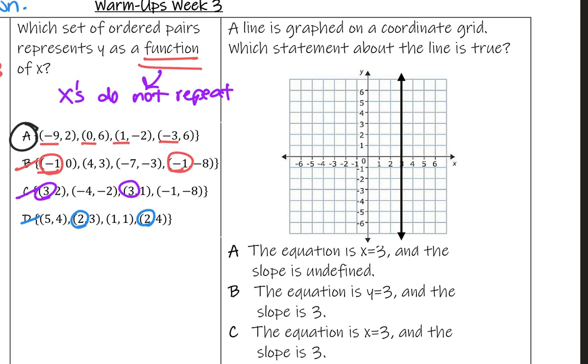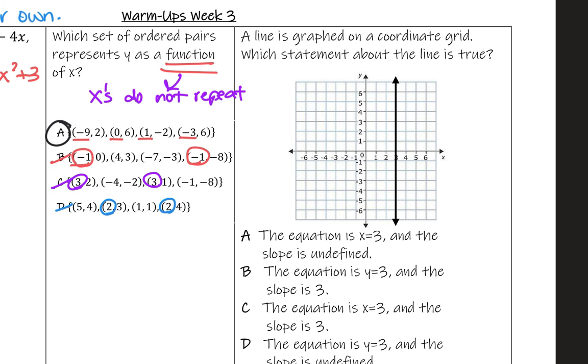And then the last one, it says the line is graphed on the coordinate grid. Which statement about the line is true? It says the equation is x equals negative 3, and the slope is undefined. The equation is y equals 3, and the slope is negative 3. The equation is x equals negative 3, and the slope is 3. And the equation is y equals 3, and the slope is undefined. What type of slope goes up and down?